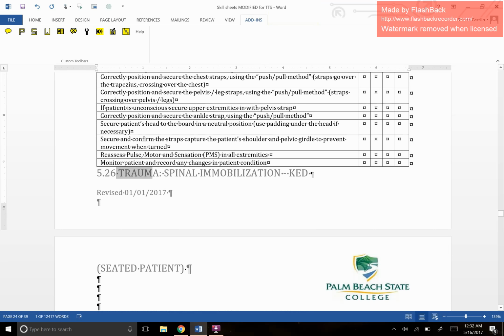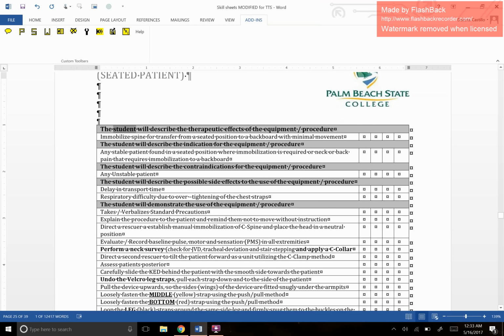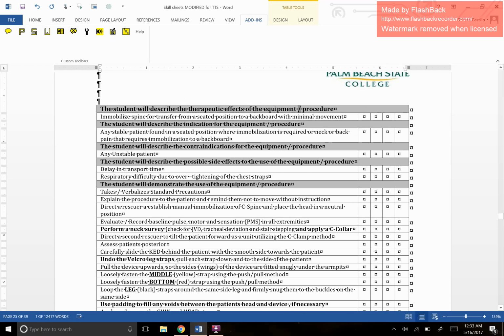5.26 Trauma, Spinal Immobilization, KED. Seated patient. The student will describe the therapeutic effects of the equipment/procedure. Immobilize spine for transfer from a seated position to a backboard with minimal movement.